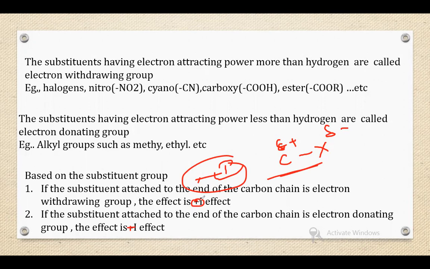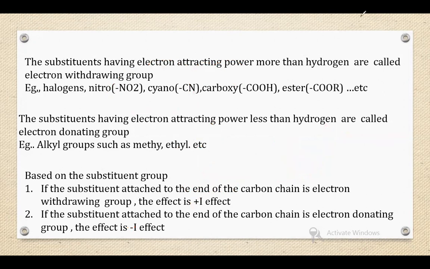So based on the substituent group, if a more electronegative group drags the pair of electrons, it forms a negative inductive effect, and an electron donating group shows a positive inductive effect. So how do the negative and positive inductive effects affect the dipole moment, and how will the acidity and basicity vary? Let's see the applications of the inductive effect.